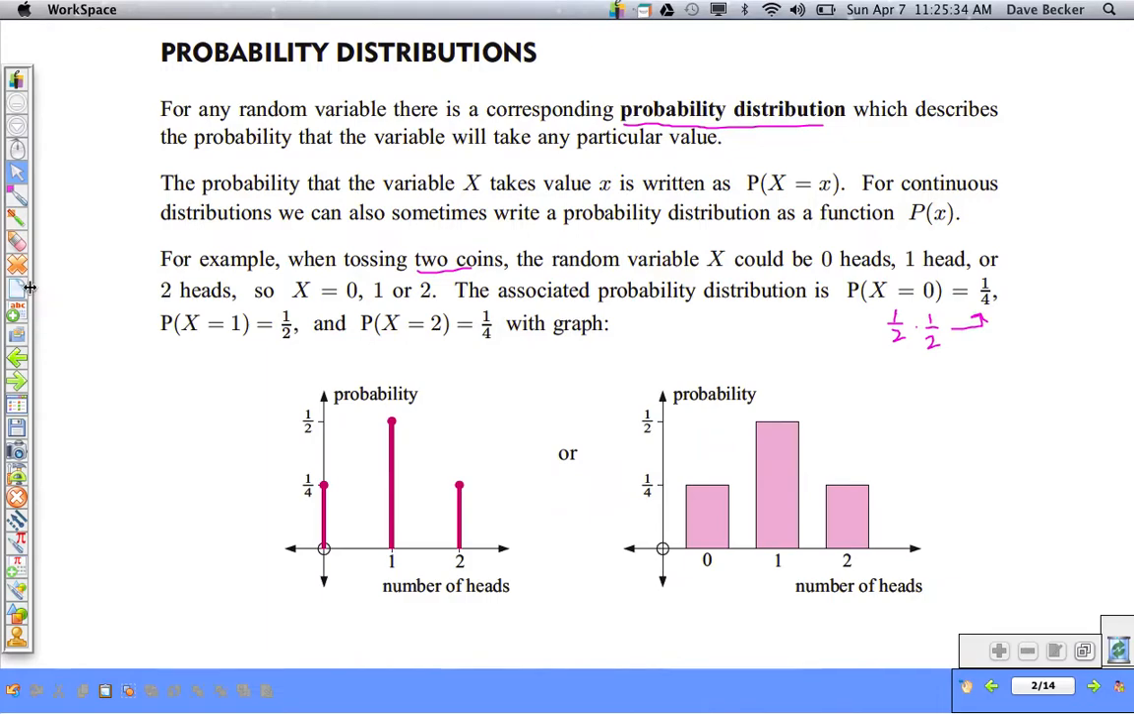And what does the distribution look like? Well, this is called a stick diagram. For 0, 1/4; for 1, 1/2; for 2, 1/4. Very simple. Here's a bar graph. So there's a probability distribution.